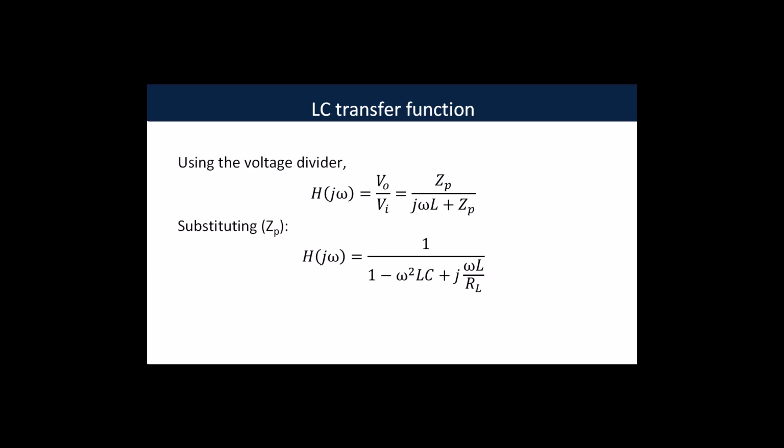After substituting the parallel impedance and simplifying, we obtain a second-order low-pass response. The real term contains 1 minus omega squared LC. The imaginary term contains omega L divided by RL. The load therefore affects the damping. This expression is more informative than an unloaded reactance ratio because it shows both resonance and load dependence.